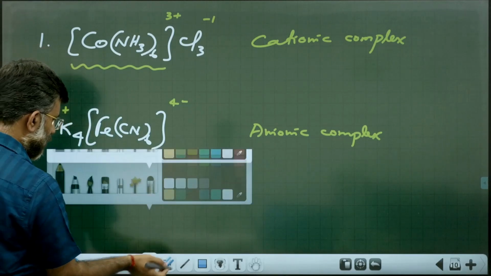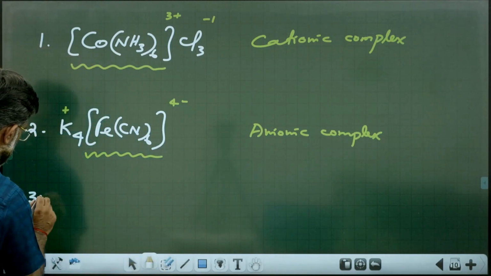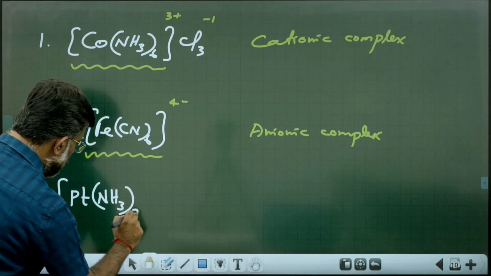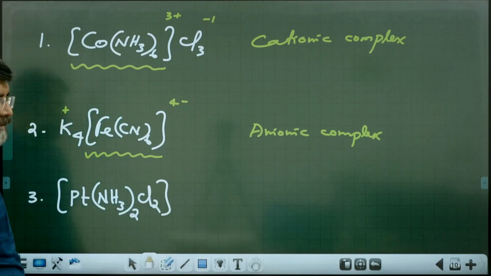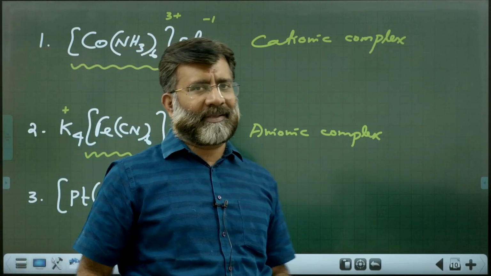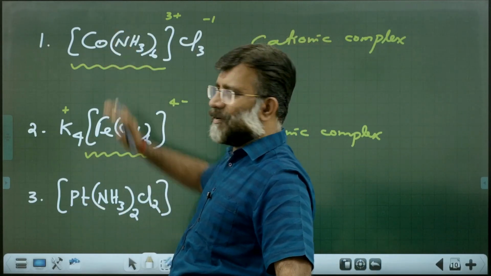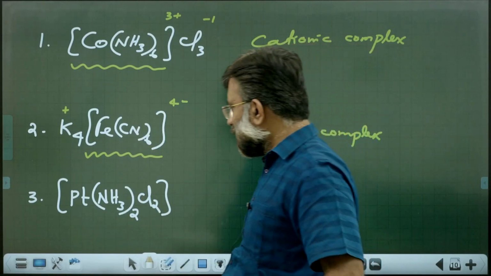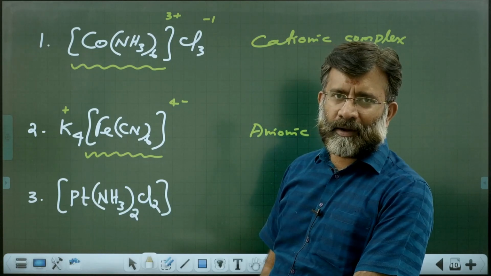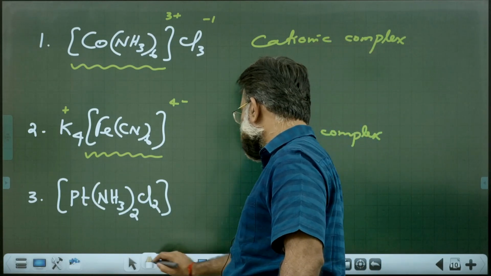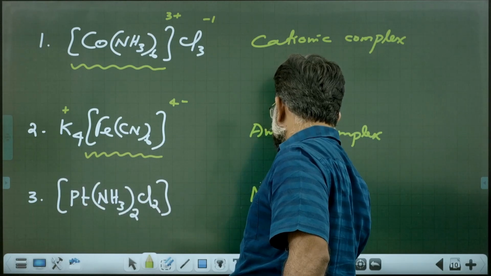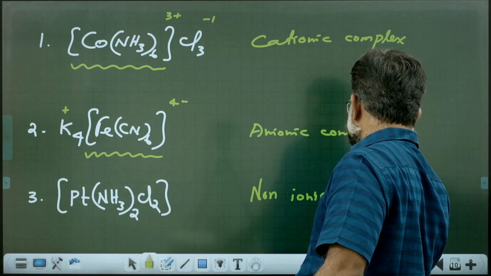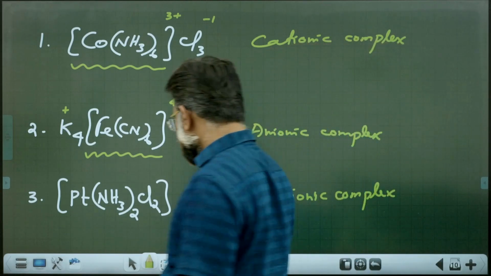What about the third one? Third one, neutral complex. Pt(NH3)2Cl2. There is no ion, it is a non-ionic complex. So complex can be cationic complex, complex can be anionic complex, complex can be non-ionic complex. Neutral complex, non-ionic complex.